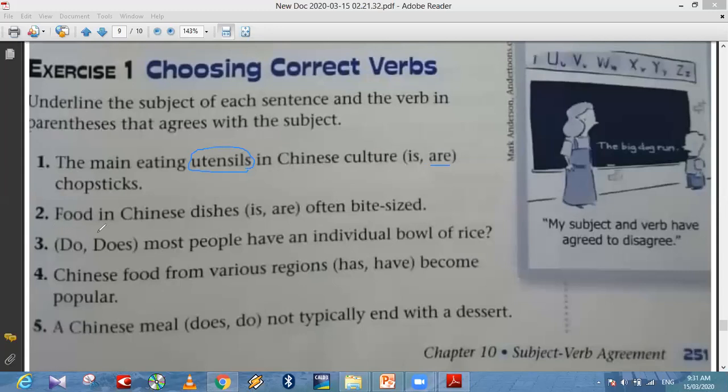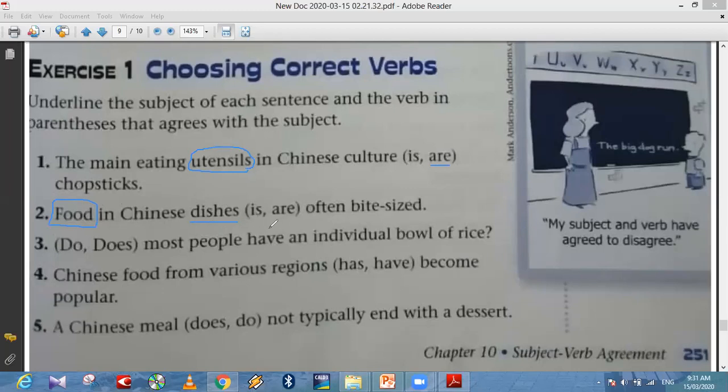Number 2. Food in Chinese dishes is or are often bite-sized. So first of all, Yazan, you have to decide the simple subject of the sentence. What is the simple subject? It is food. Food, that's right. So why not dishes? Because it is part of a prepositional phrase. Yes, this is the object of the prepositional phrase. It's not the simple subject.